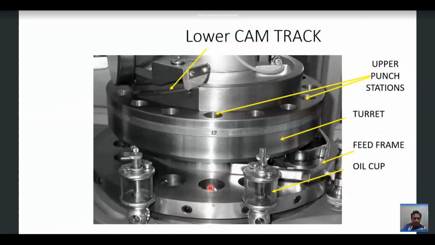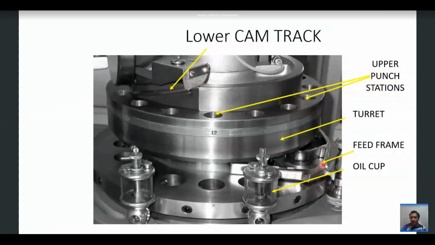The upper punch is placed over here, and below the die, here you have the place for lower punches. So all the lower punches are placed over here. So the lower punch, die, and upper punch will unite together to give a punch station. And can you see this framework, as I discussed in the earlier slide? Can you see this steel frame is called the feed frame.